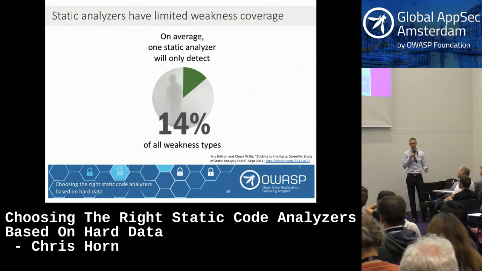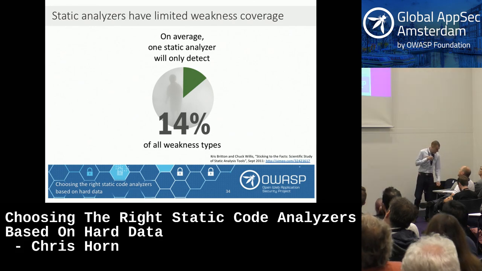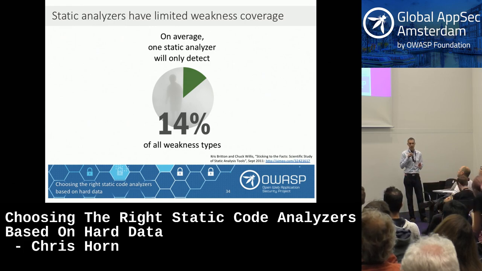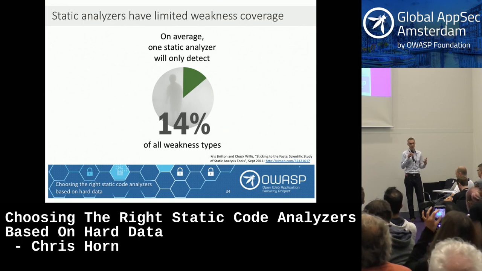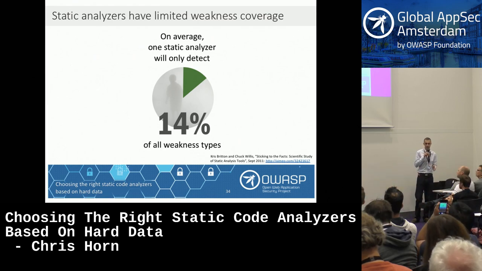And coverage is very important, because the NSA in the States studied these analyzers and found that on average, any one analyzer will only find about 14% of the types of weaknesses that they have in their catalog. So you're going to probably need multiple analyzers in order to have coverage of the things that you care about. If you have your own standards that define that you care about the OWASP Top 10 and SANS Top 25, and maybe the CWE SANS 25 on the cusp, you're going to need multiple analyzers to get coverage on all of those types of problems.